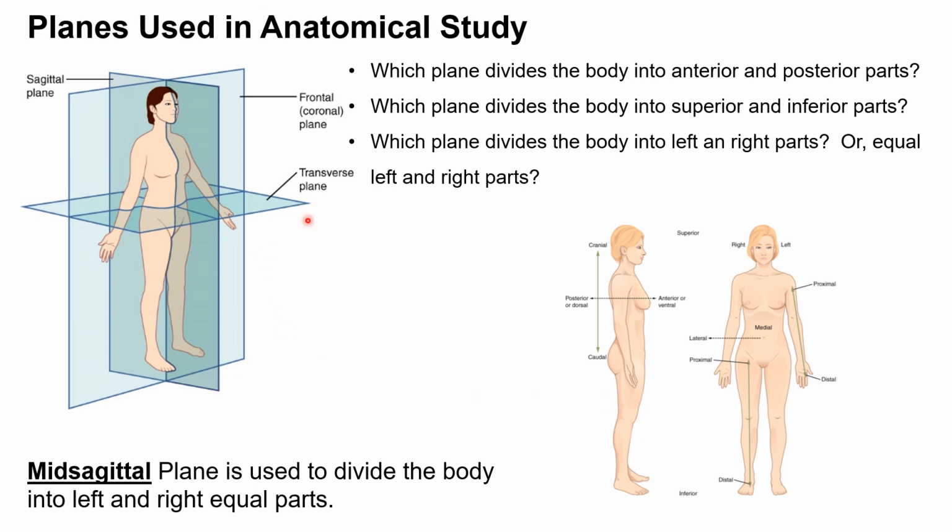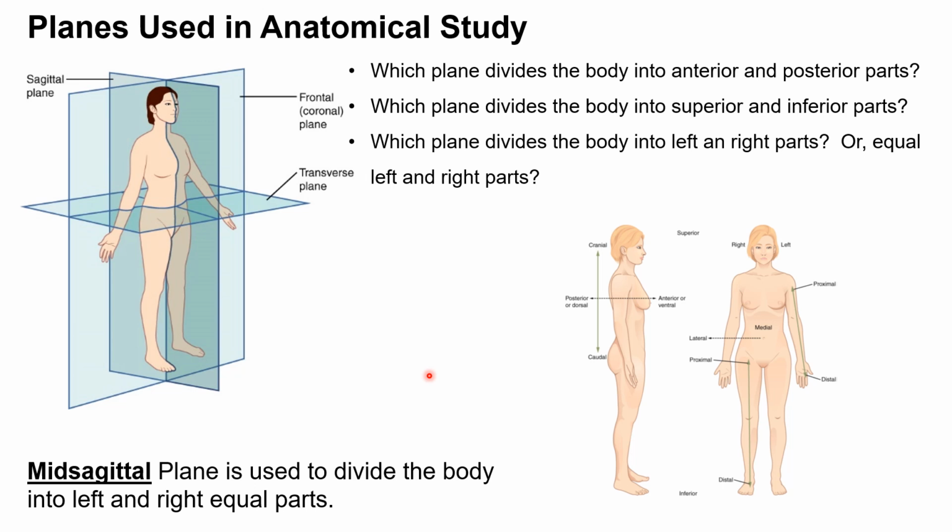A transverse plane divides the body into superior and inferior parts. You can consider it a horizontal plane, although it is called a transverse plane. Some of the body is superior to the plane, some of the body is inferior to the plane. And it doesn't have to be right here. A transverse plane could be located at any height through the body, as long as there are superior and inferior parts.